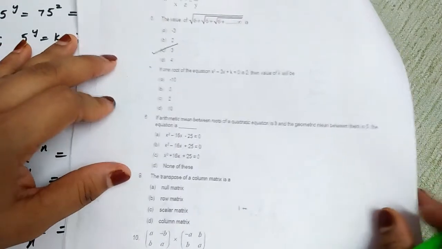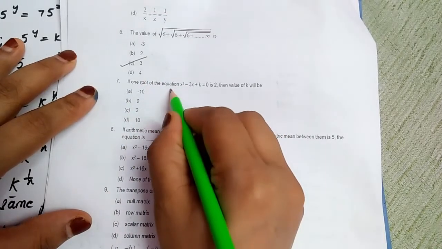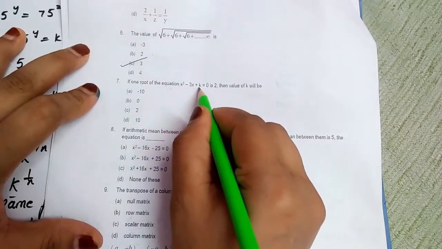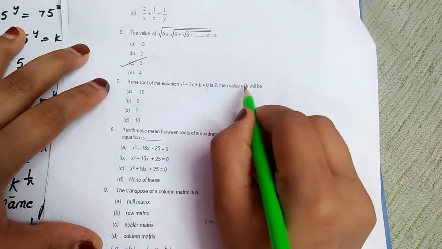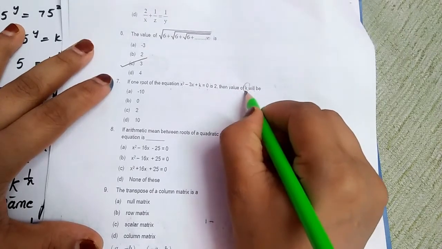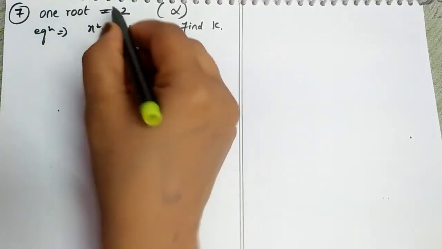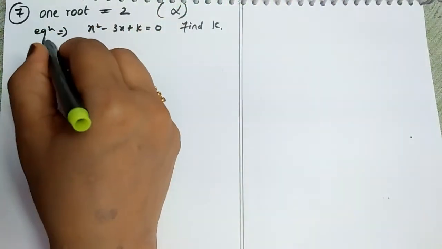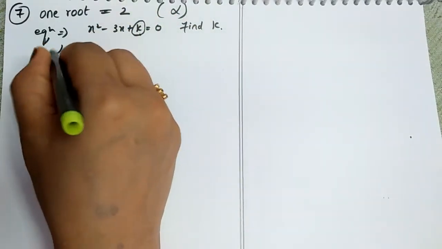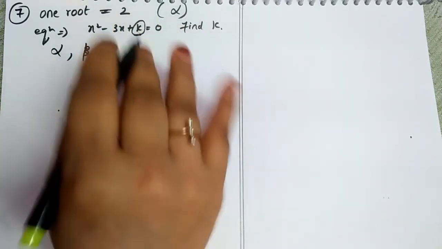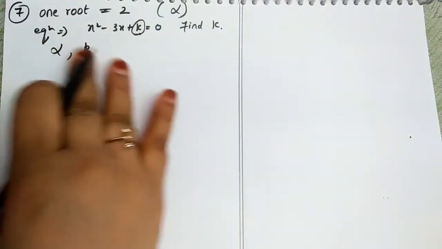Okay, now let's move on to the seventh problem. If one root of the equation x square minus 3x plus k equals 0 is 2, then find the value of k. It's asking us to find the value of k. We are given one root, 2, that is alpha, and the equation is given, but the only missing figure is k. We know there will be two roots, alpha and beta, in a quadratic equation. So what can be done here?